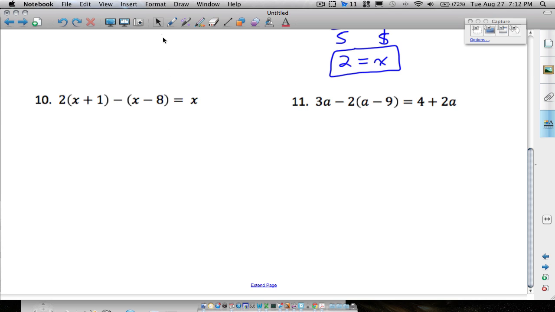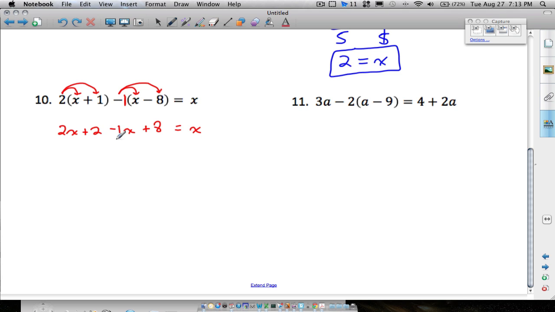All right, number 10, distributive property, some more. So 2 times x, that's 2x. 2 times 1, that's plus 2 because that's a positive 2. Distribute this understood negative 1 to these terms. Negative 1 times x is negative 1x. Negative 1 times negative 8 is positive 8. And this is equal to x.